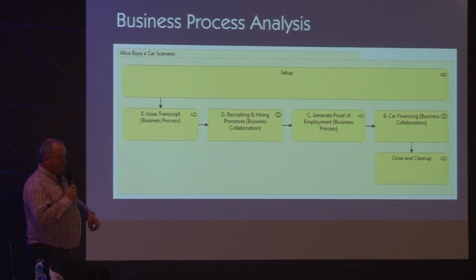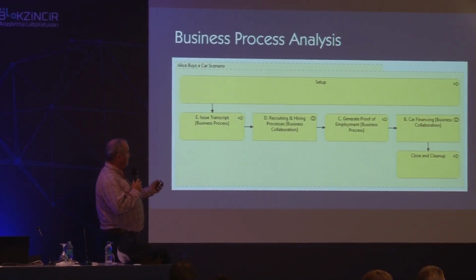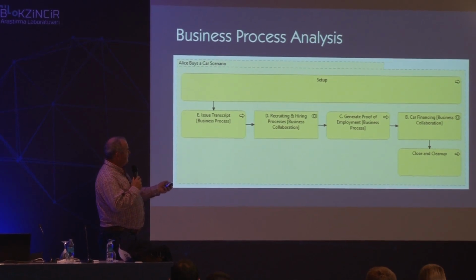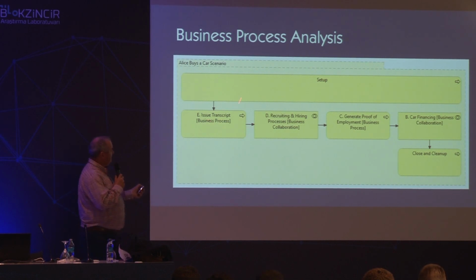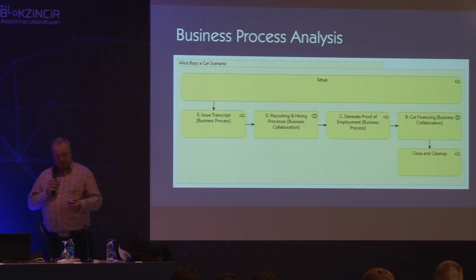So when we look at kind of that center part of the detailed business process diagram, we find that there's sort of four main flows here. If we ignore setup and we ignore the cleanup, we have to kind of start in reverse. We have to get the transcript issued. We have to go through the recruiting and hiring process. We have to generate the proof of employment, and we have to get the car financing. And once we have that, we can proceed with the purchase.